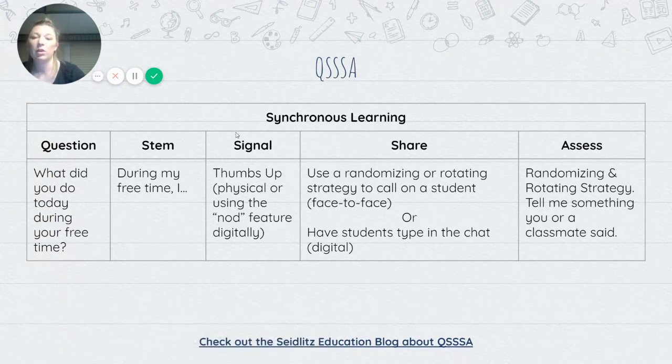I highly recommend it. Okay, and this one's for synchronous learning, what you're doing when you're doing it face-to-face live. So you've got digital chats that you can be doing in the chat box in your Google Meet if you're not in face-to-face. Or you could be face-to-face and have a little digital space where they can be chatting while they're in class and see the chats going up as well.